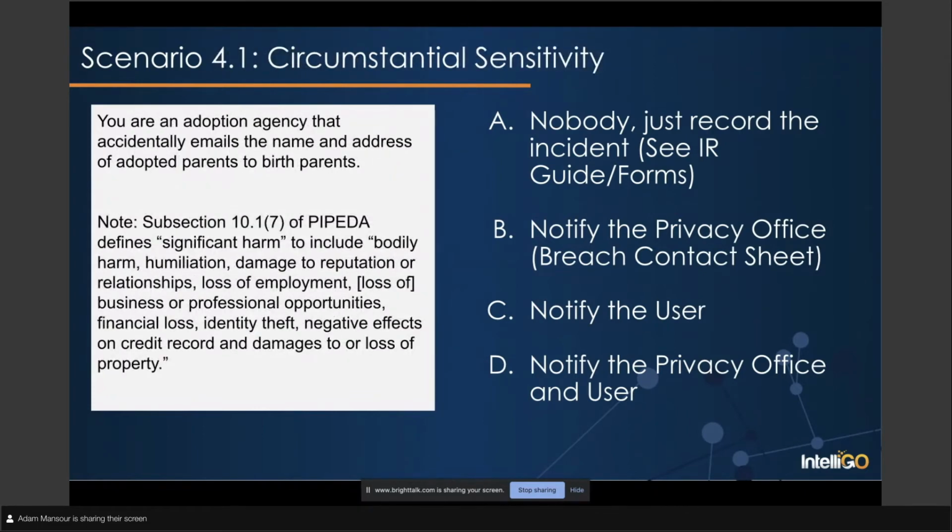Let's talk about circumstantial sensitivity. When is information sensitive and when is it not? And this is a great example on the GDPR website itself, where the type of information is important, but how it's actually disclosed to third parties is also important.